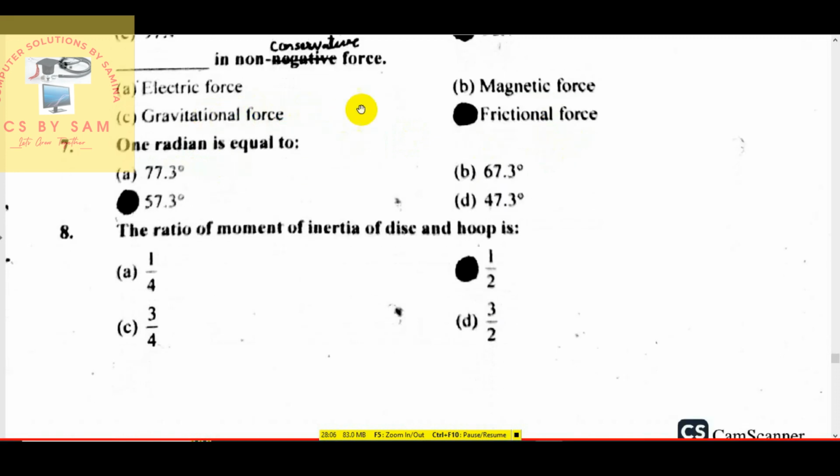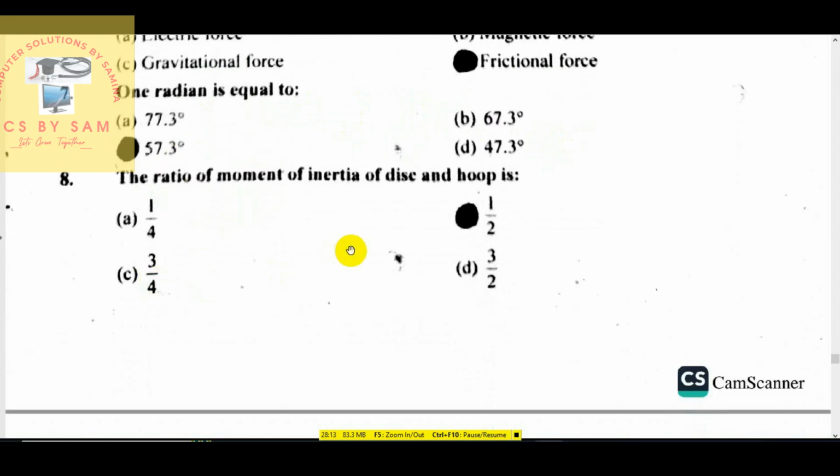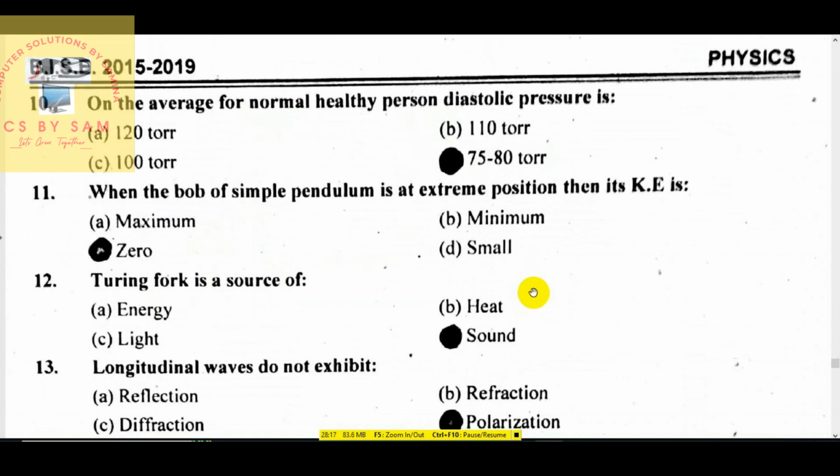Dash is a non-conservative force, frictional force. 1 radian is equal to 57.3. The ratio of the moment of inertia of disk and hoop is 1 over 2. Next है जी, on the average for a normal healthy person diastolic pressure is 75 to 80 torr.